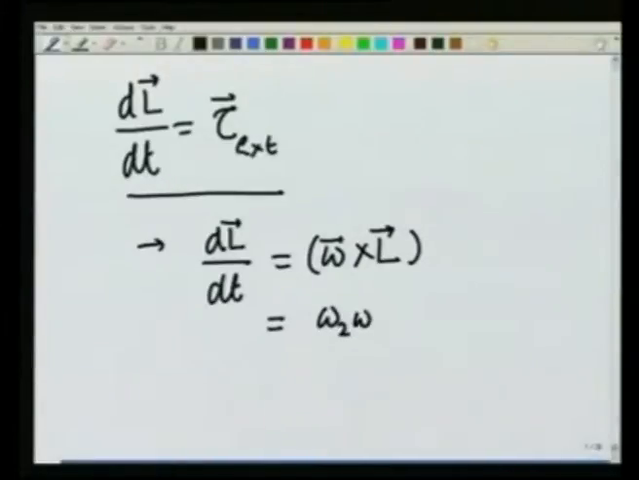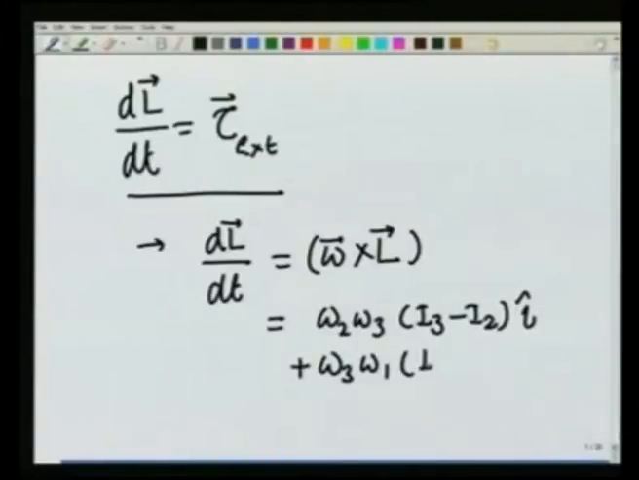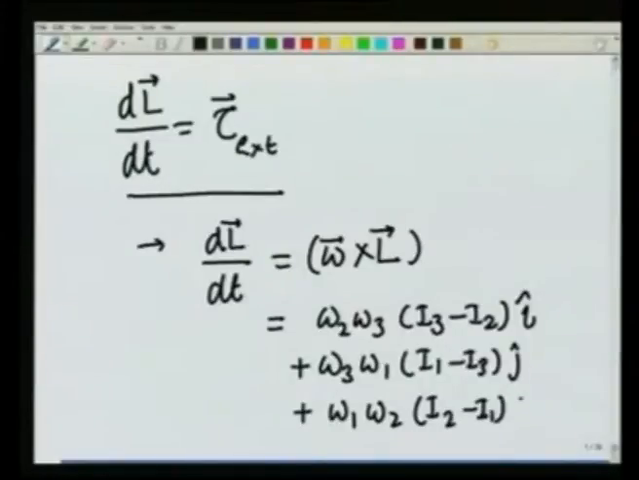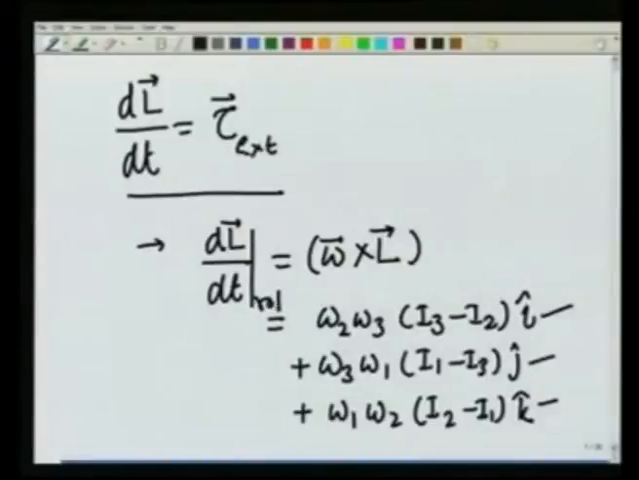omega 2 omega 3 (I3 minus I2) i plus omega 3 omega 1 (I1 minus I3) j plus omega 1 omega 2 (I2 minus I1) k, where i, j and k are the unit vectors along the principal axis of the body. The principal axis obviously rotate with the body, and this was purely due to the rotation of the body.